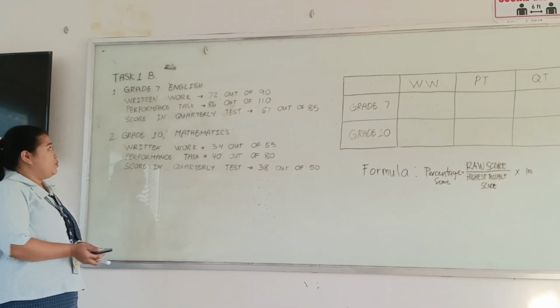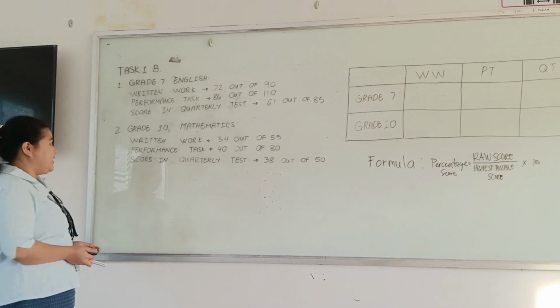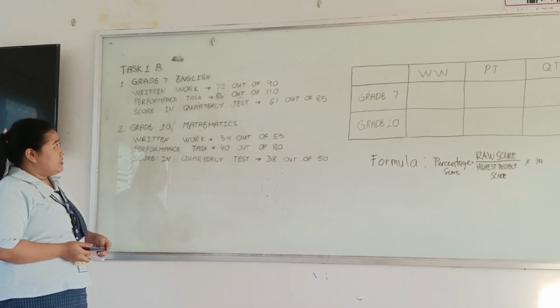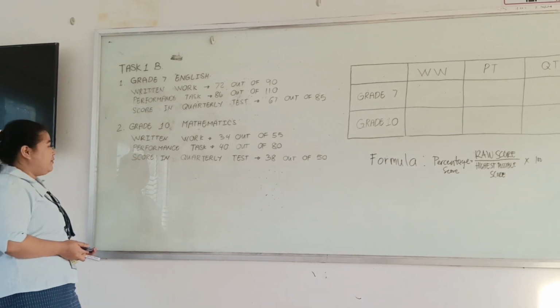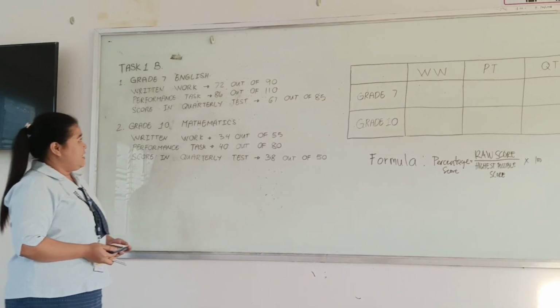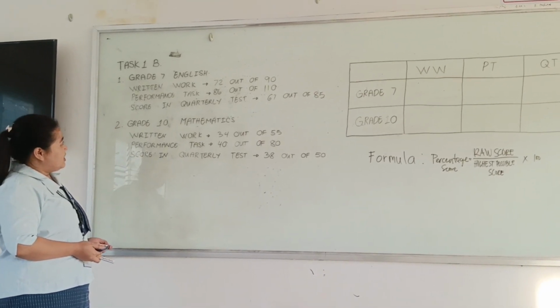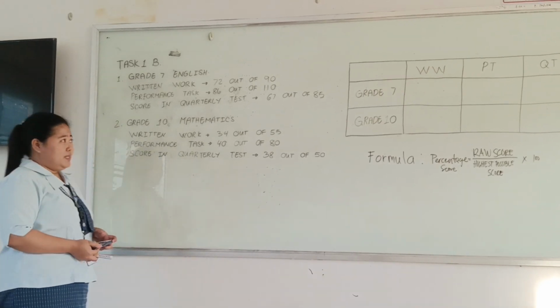So for task 1B, here's the raw score for grade 7 English and grade 10 Mathematics. For grade 7 English, in written work, students got 72 out of 90, and in performance task, students got 86 out of 110. And in the quarterly test, students got 67 out of 85.